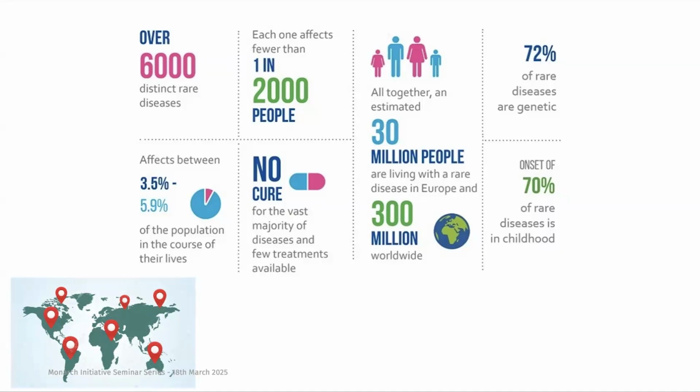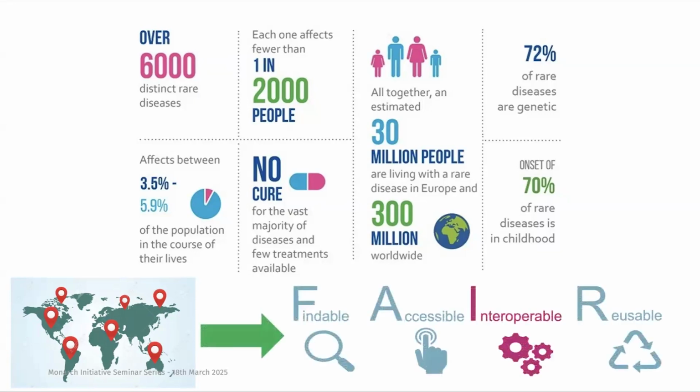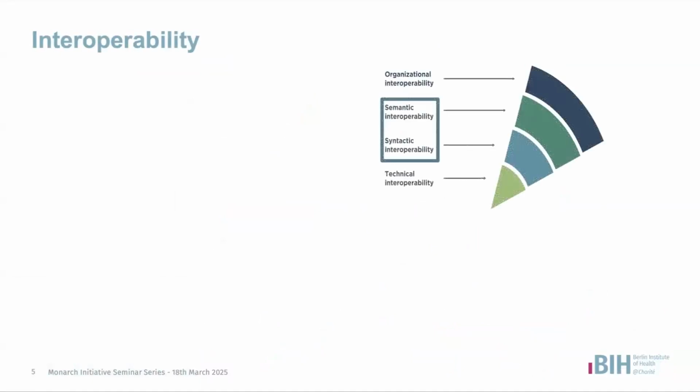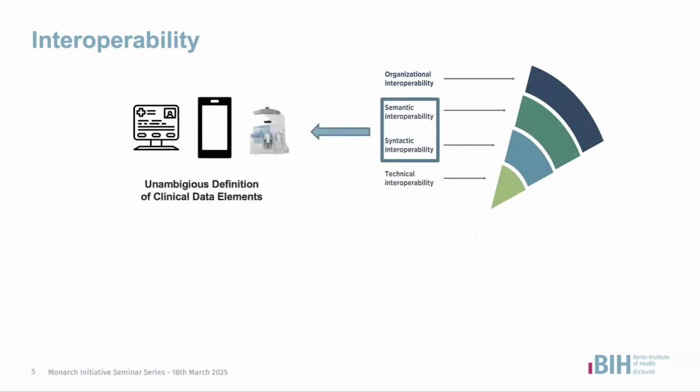Therefore, in order to make studies and to generate knowledge about these diseases, we need the data on which we base our knowledge. We need it to be FAIR: findable, accessible, interoperable, and reusable. So what is interoperability? There are four main layers: technical, syntactic, semantic, and organizational. The ones we are mainly affecting right now are syntactic and semantic interoperability.